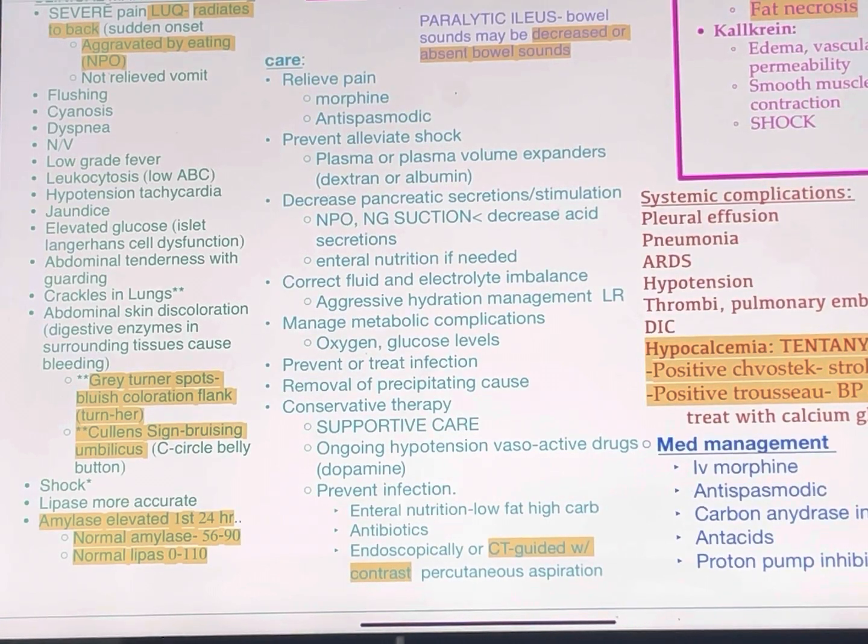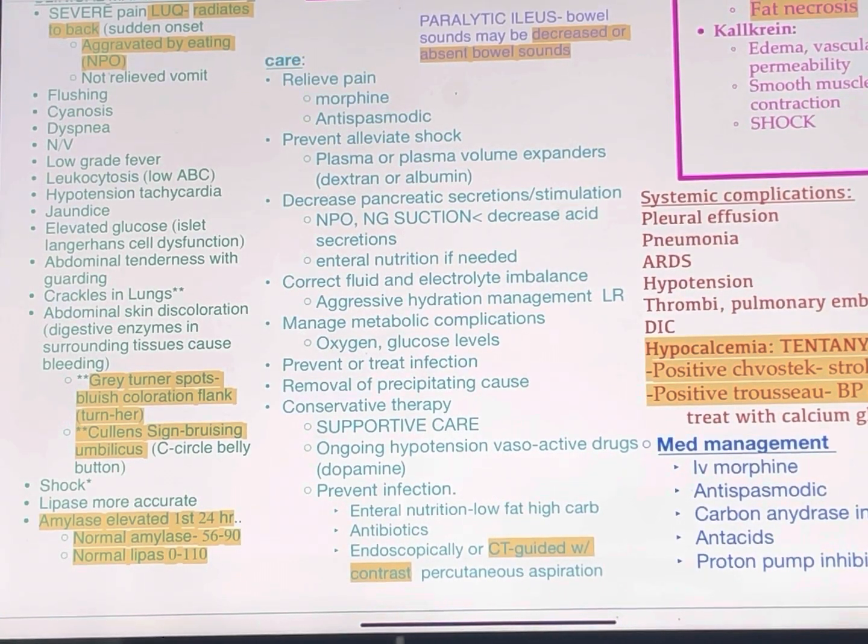We also want to decrease the pancreatic stimulation and/or secretions. This is because, like mentioned earlier, the pain is aggravated by eating, and that is due to the release of the enzymes that happens when we eat. So these patients are going to remain NPO, no food, to give the pancreas a rest. We're also going to keep these patients on NG suction to decrease the acid secretions and slowly provide fluids and enteral nutrition as tolerated. But we really want to let that pancreas rest, which is going to be the number one way for it to recover.